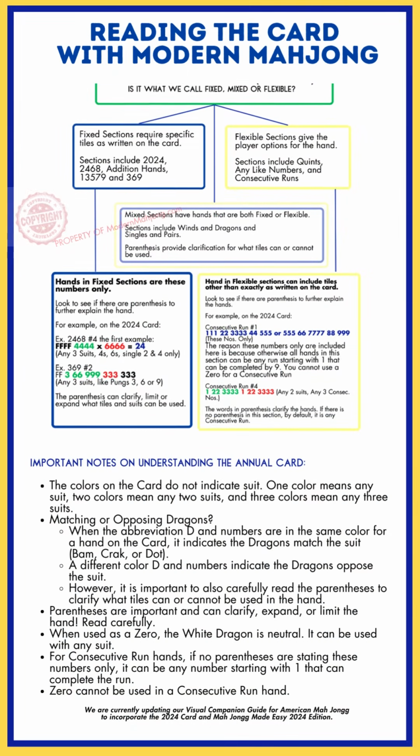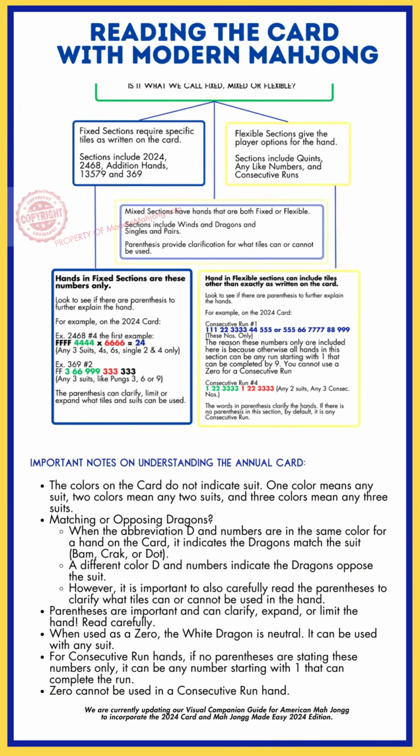Some examples of hands in fixed sections would be the number 4, counting down, in the 2468 section. It must be flowers, then 4s, then 6s, and then 24. That must be the tiles. The only flexibility somebody has in this section is determining whether the 4s, 6s, or 24s are bams, cracks, or dots.